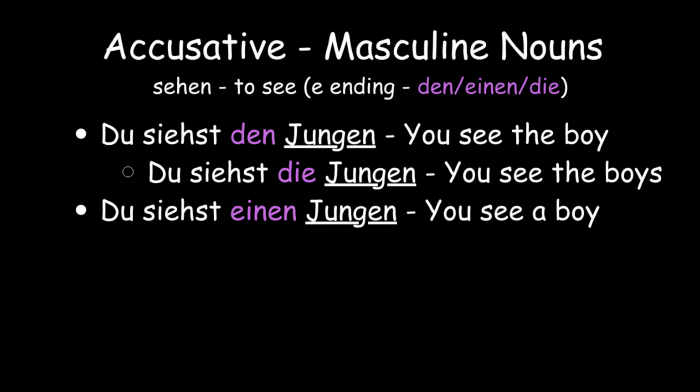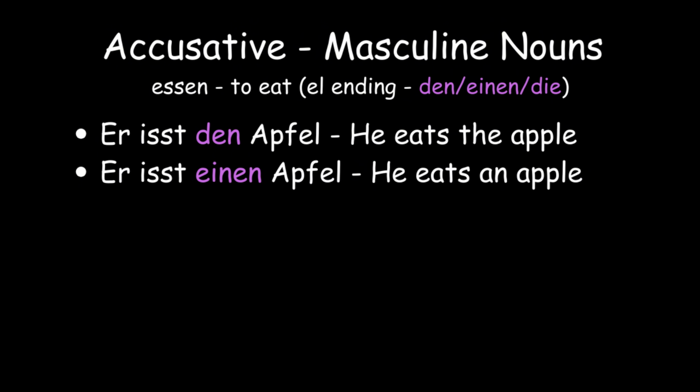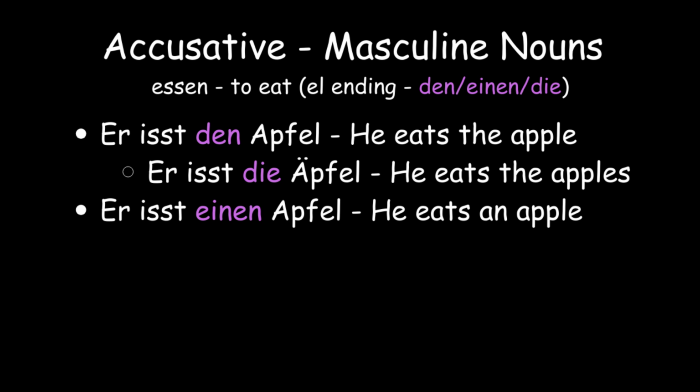Here we have the verb essen. Isst den Apfel. Isst einen Apfel. To pluralize it, change the article and noun. Isst die Äpfel. It's accusative because of the articles and direct object.